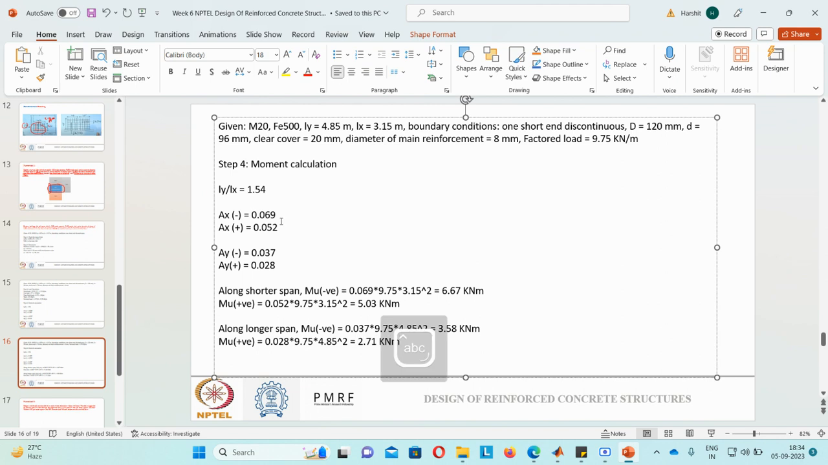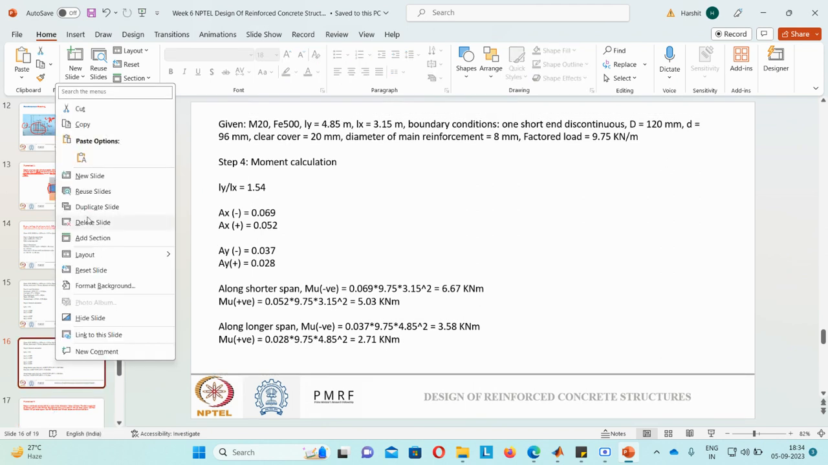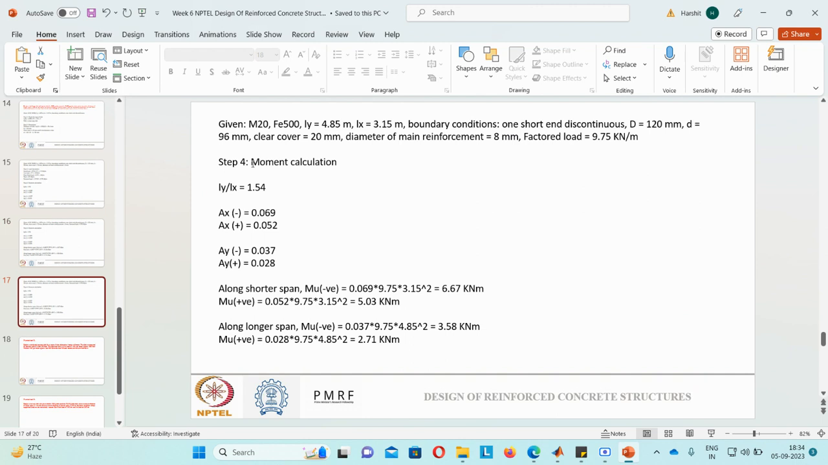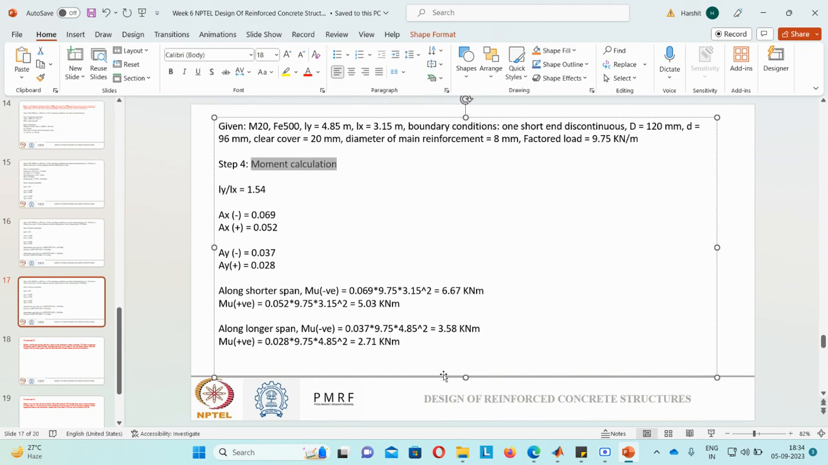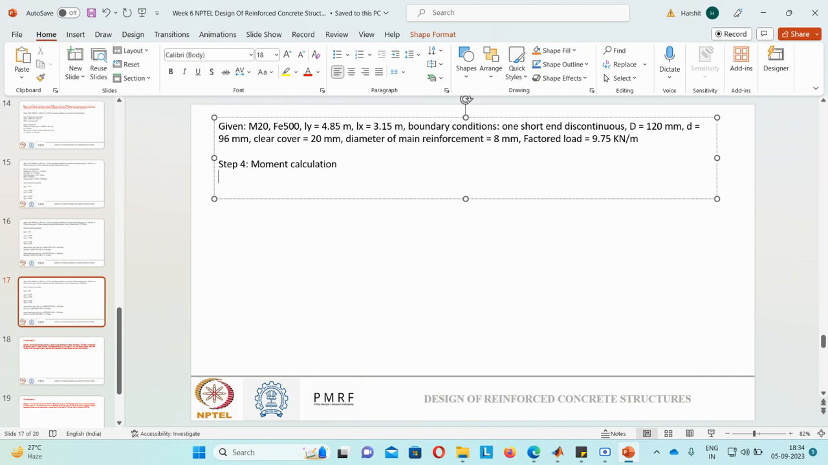Okay, so this is how we will calculate moment along all the directions. Okay, now what is the next step? So we have done with the moment calculation. Now step 5.